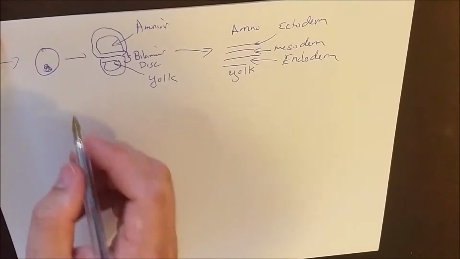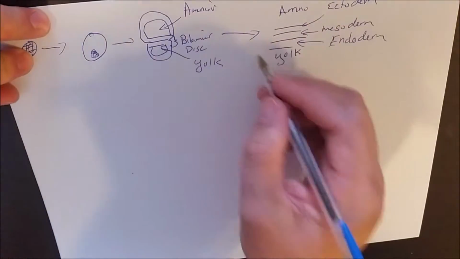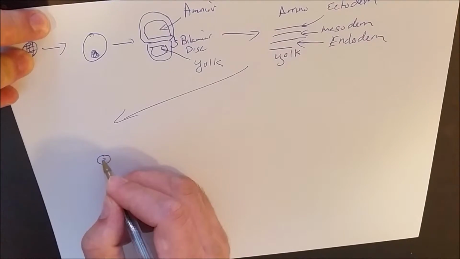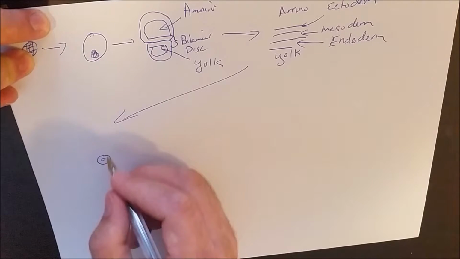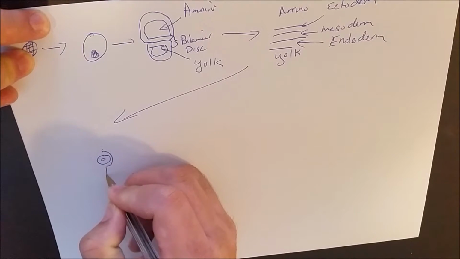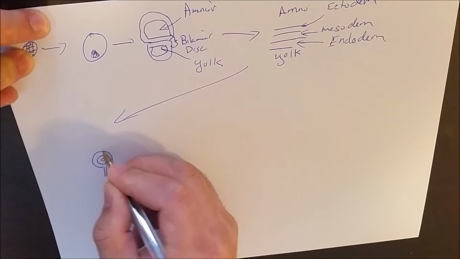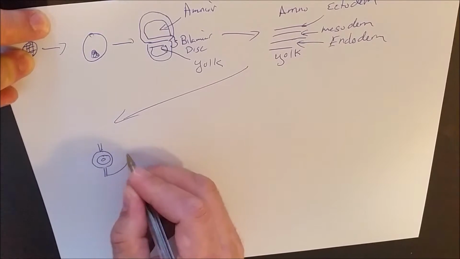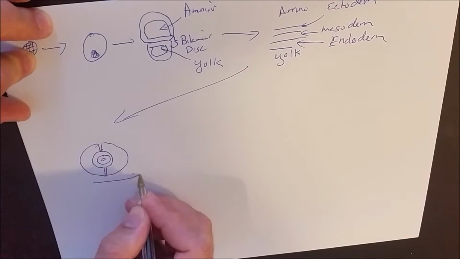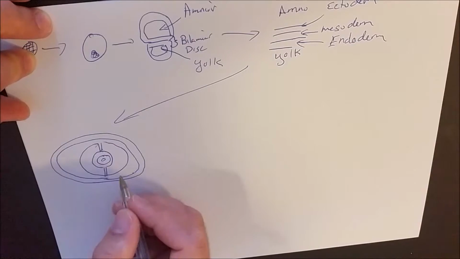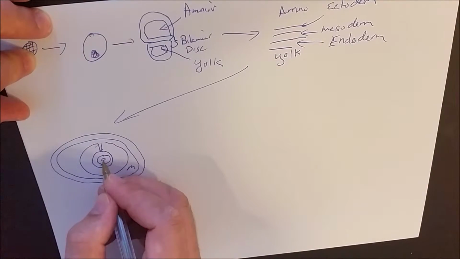Now, as I mentioned before, the endoderm ended up forming a gut tube, which is attached to the yolk sac. The mesoderm formed a layer around that. It's eventually going to split, giving you a couple different cavities. And then you have the ectoderm around all that. So we're talking about meso, endo, and ecto.